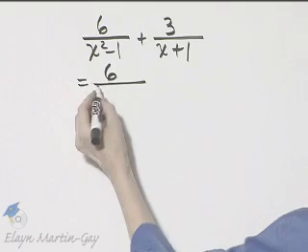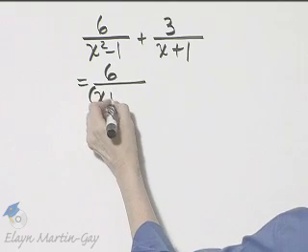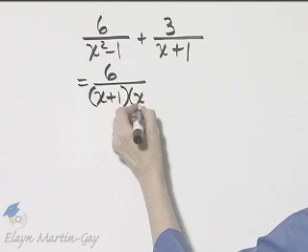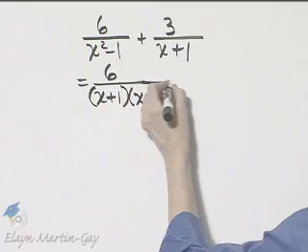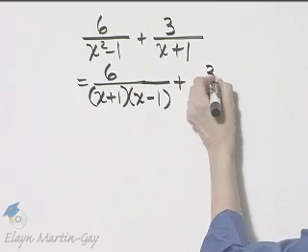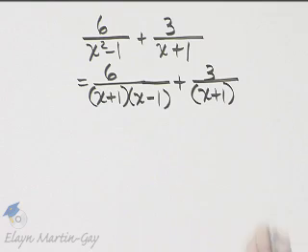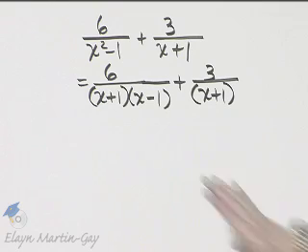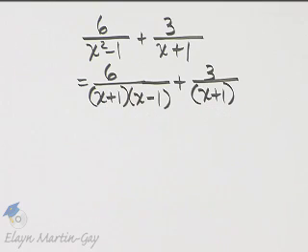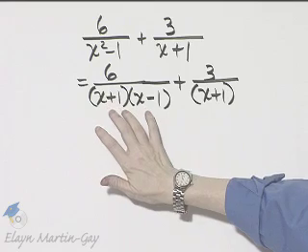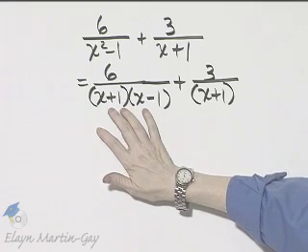This is the difference of two squares, so that's x plus 1 times x minus 1, and then plus 3 over x plus 1. What would be the least common denominator in looking at these two denominators? It would actually be this denominator. So what do we do next?